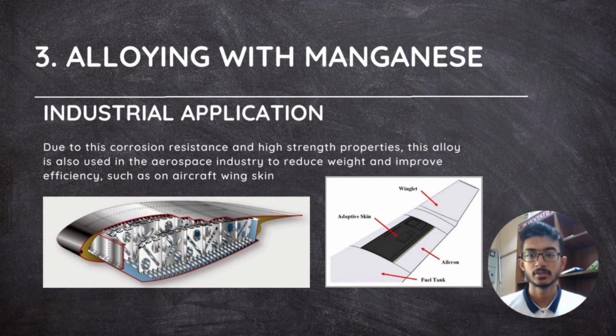Okay, not just manganese, but other alloying elements like zirconium are also used in magnesium aluminum to improve its properties and to be used in the aerospace industry to create the wing skin, because it has corrosion resistance and high strength properties. So this will reduce the weight and improve the efficiency of the aircraft.